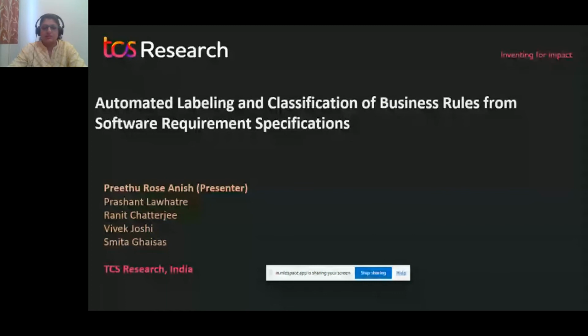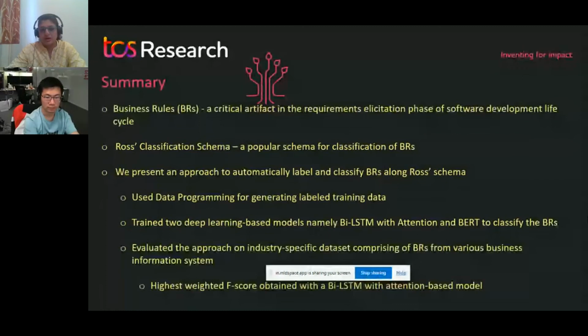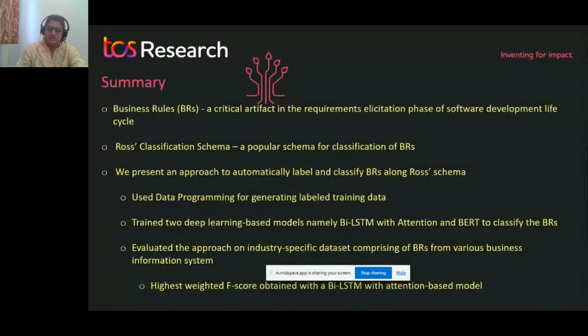So, let me start by giving you a brief summary. Business rules, as we all know, are a critical artifact in the requirements elicitation phase of the software development lifecycle. Several initiatives aimed to address aspects such as organization, representation, and classification of business rules can be found in the literature. One very popular schema, which is comprehensive and a clear taxonomy, is Ross's classification schema for BRs. In this work, we have adopted Ross's classification schema, and we present an approach to automatically label and classify BRs along the schema.